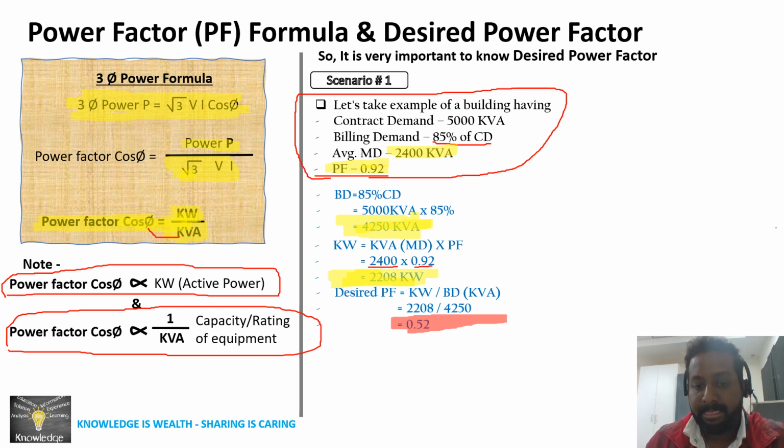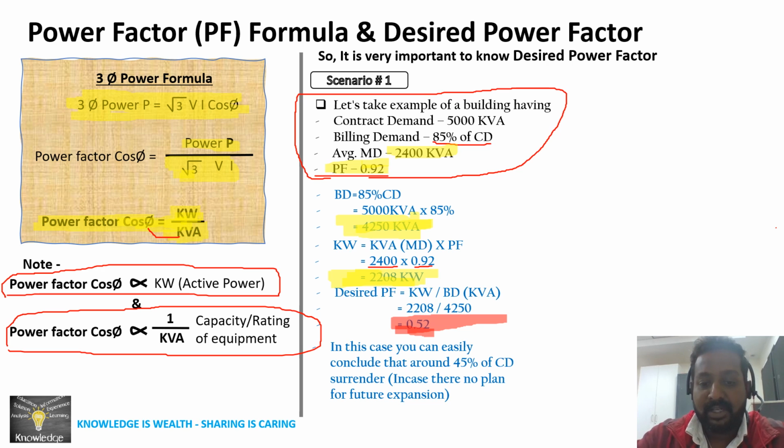Desired power factor, which is far away from the required power factor of 0.92 or unity power factor 0.99. In this calculation we can clearly tell that the maximum demand is 2400 kVA and the contract demand is 5000 kVA, whereas it is nowhere near the contract demand or billing demand. So it is only consuming half of its contract demand. In this calculation we can clearly justify that.